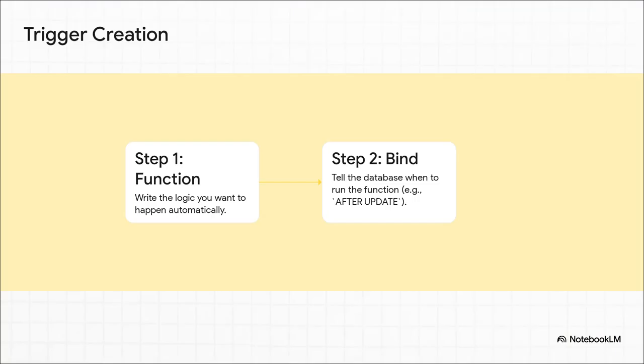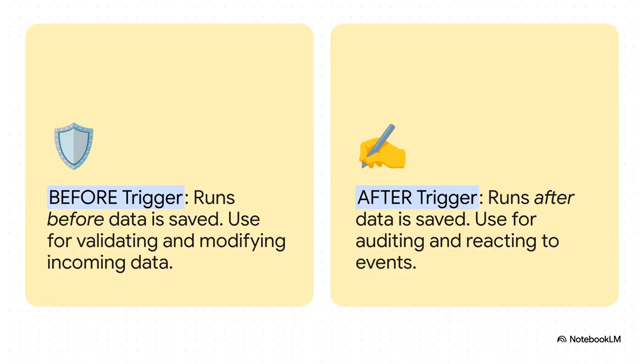Now, I know creating a trigger sounds a little intimidating, but it's really just a two-step deal. Seriously. First, you write a special kind of function that has all the actions you want to happen. Maybe it's logging a change or checking some data. Then, step 2, you just create the trigger itself, which is basically the rule that says, hey, run that function when this happens on this table. Simple as that. And when you're setting up that rule, you've got to decide on the timing.